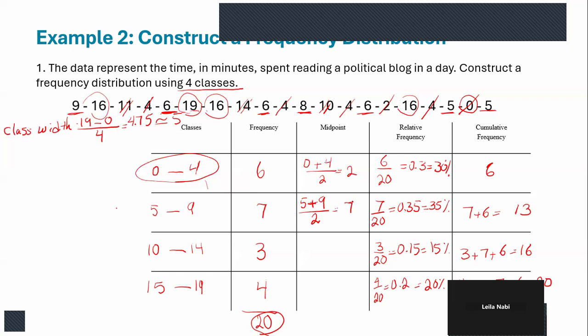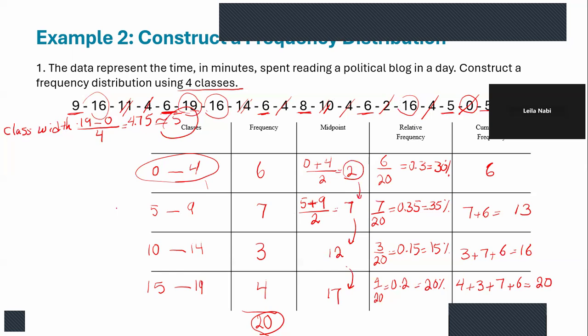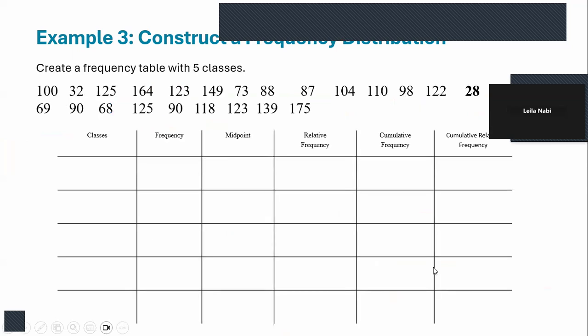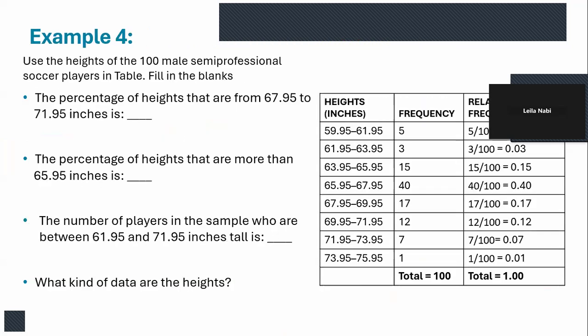Or I can just keep adding and dividing by 2, or after finding the first one, since the class width is 5, I can keep adding 5. 2 plus 5 is 7. 7 plus 5 is 12. 12 plus 5 is 17. Okay? Now you see here's all the information on the table. Now, another example that you can keep working on. Now let's look at the next example.